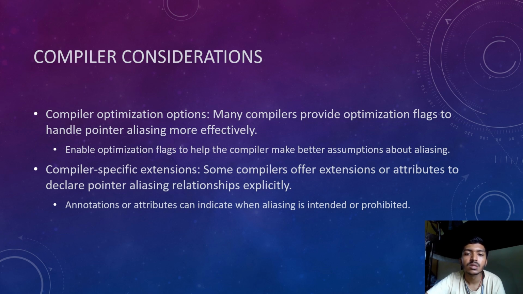It helps the compiler to make better assumptions about aliasing. The second one is compiler specific extensions. Compilers offer some specific extensions or attributes to declare pointer aliasing relations explicitly. Annotations or attributes can indicate when aliasing is intended or prohibited.